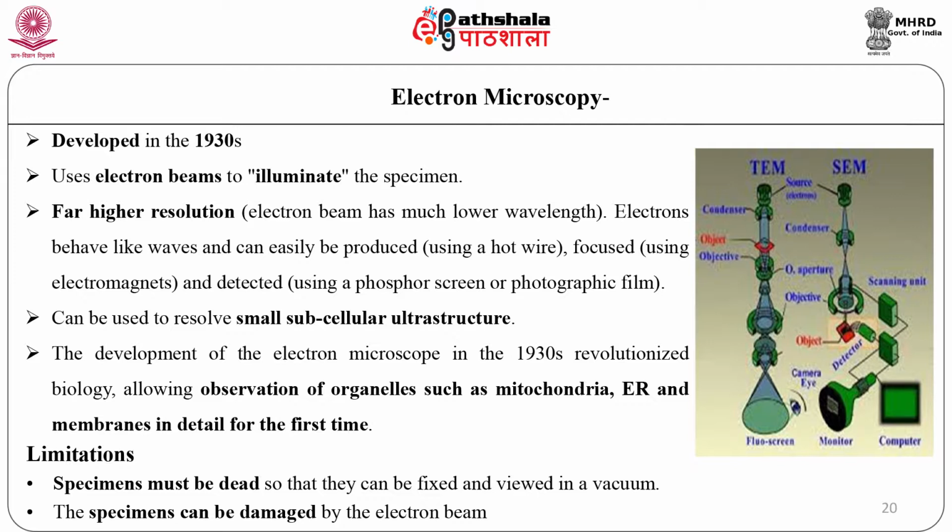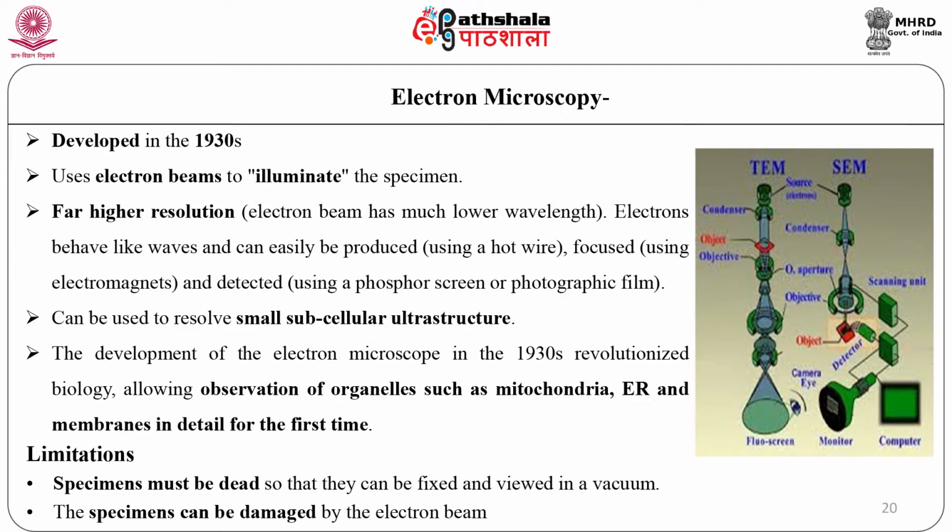It uses an electron beam instead of a light source to observe the image. Because of the much lower wavelength of the electron beam than that of light, resolution is far higher. Electrons behave like waves and can easily be produced. They can be produced using a hot wire. They can be focused using electromagnets and can be detected using a phosphor screen or photographic film. A beam of electrons has an effective wavelength of less than 1 nanometer. Therefore, it can be used to resolve small subcellular ultrastructures.